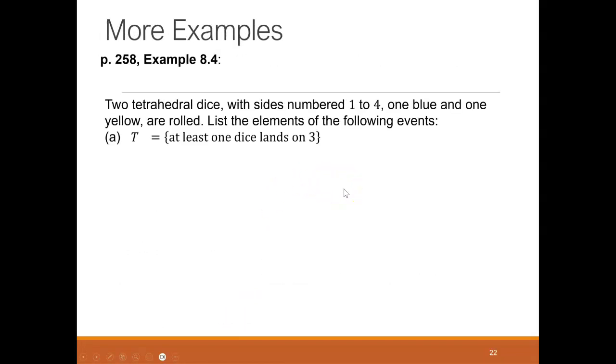Okay. So let's look at an example. Two tetrahedral dice. Tetrahedral means four-sided. What's a four-sided die look like? Yeah. Nope, that has six sides. Triangle. Like a pyramid, right? The pyramid has three sides on and then a bottom, so that's the fourth side.